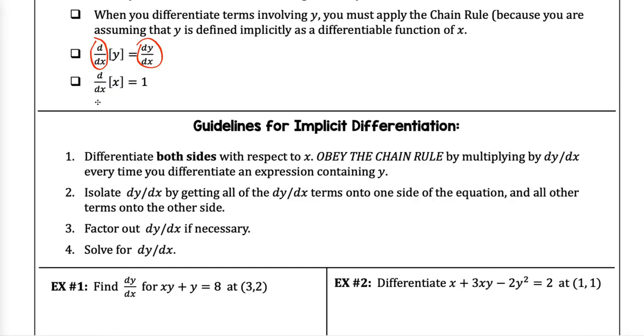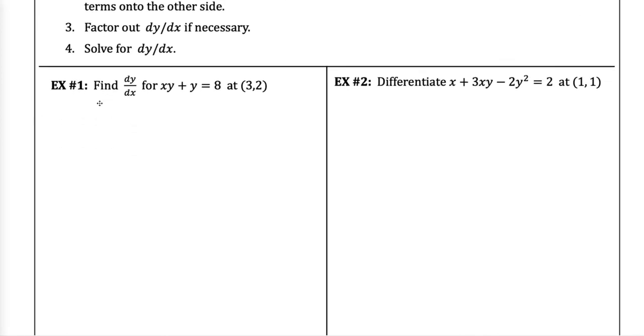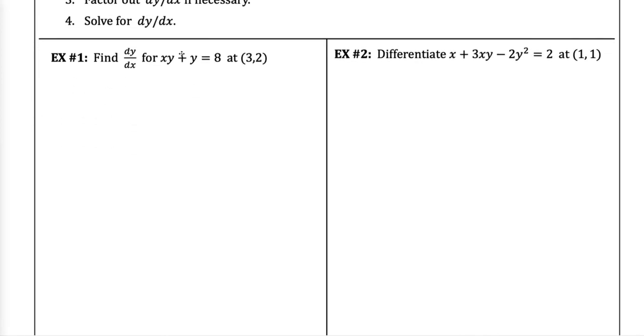Okay, let's just try one together. So we've got xy plus y equals 8. So definitely not explicit because it's got all the variables grouped together.